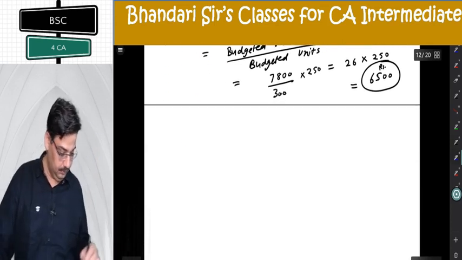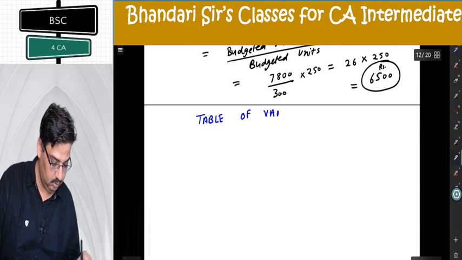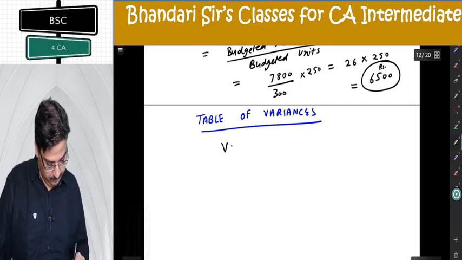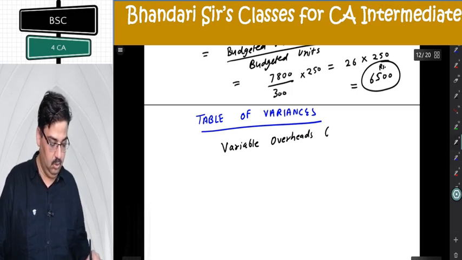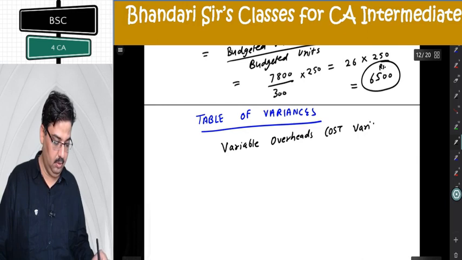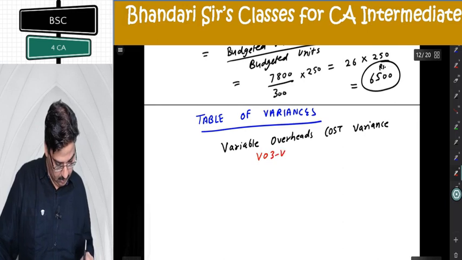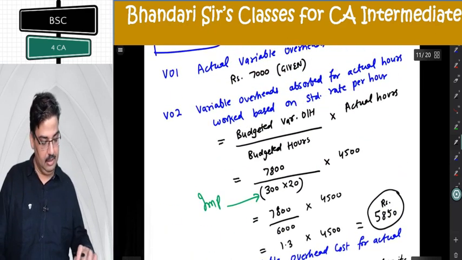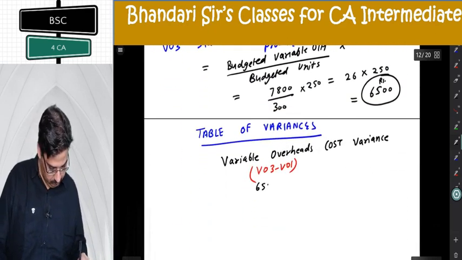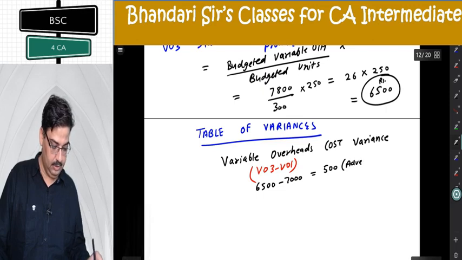So this is the table of variances. Variable overheads cost variance, VO3 minus VO1, 6500 minus 7000, $500 adverse.